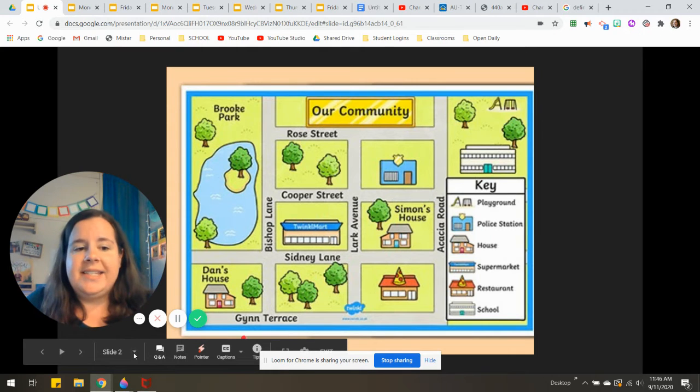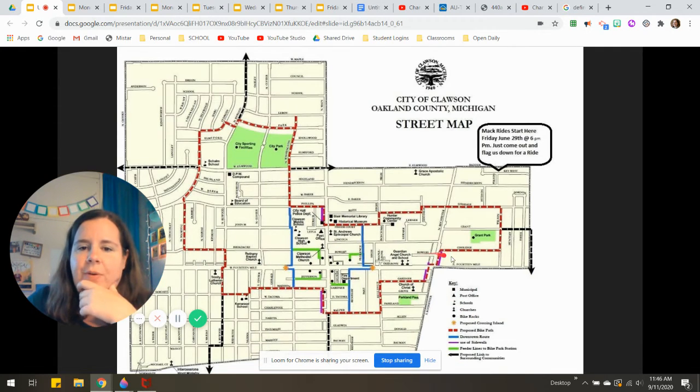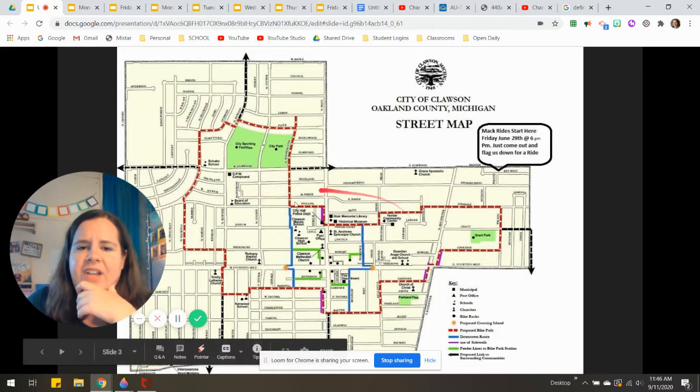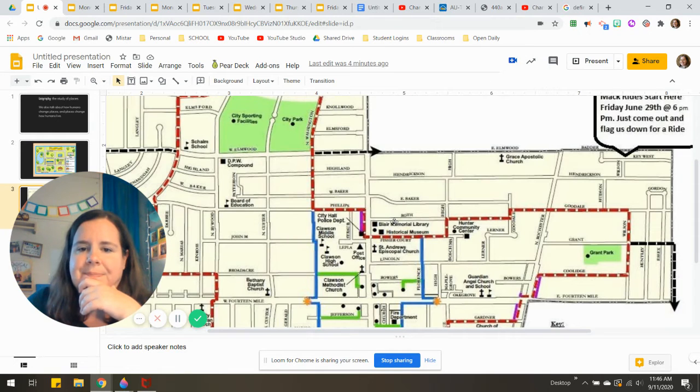Not all maps are this simple, and I'm going to show you another map that's a little bit more complicated. This is a map of the city of Clawson. Here's the key down here. And on this map, all of the roads are the straight lines, and then there's other pieces to this map too. And what I'm going to do is zoom in really close on this one so that I can show you some things.